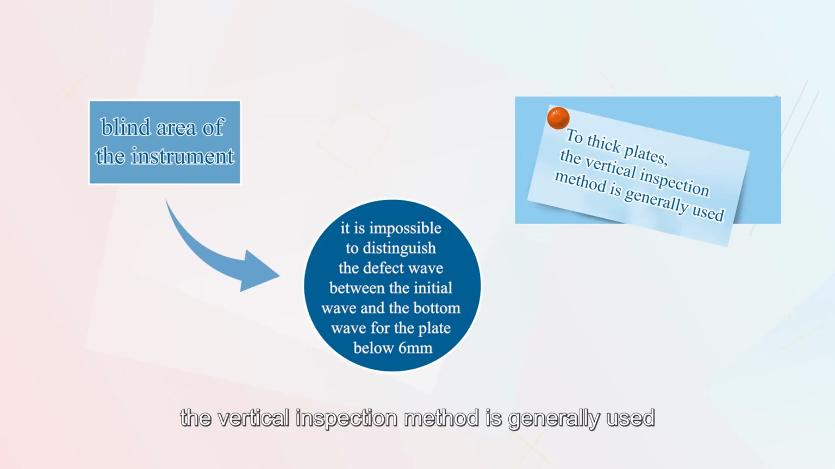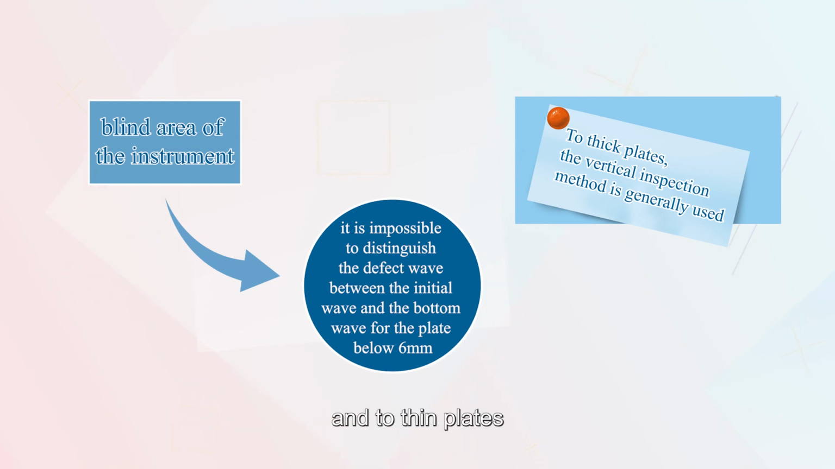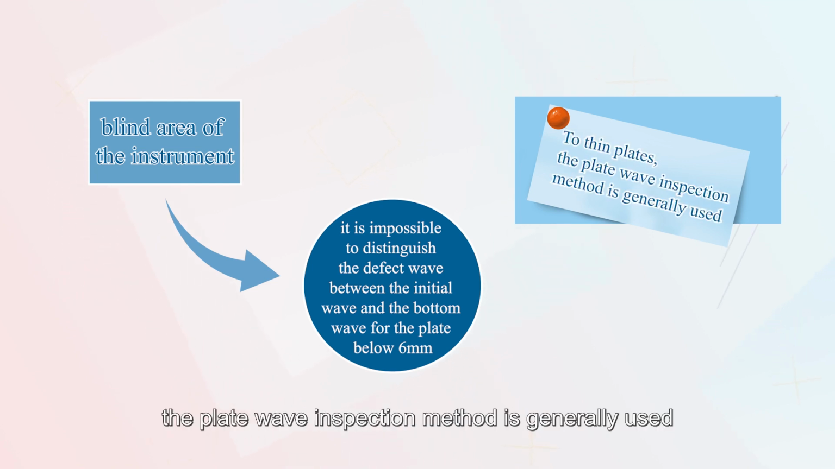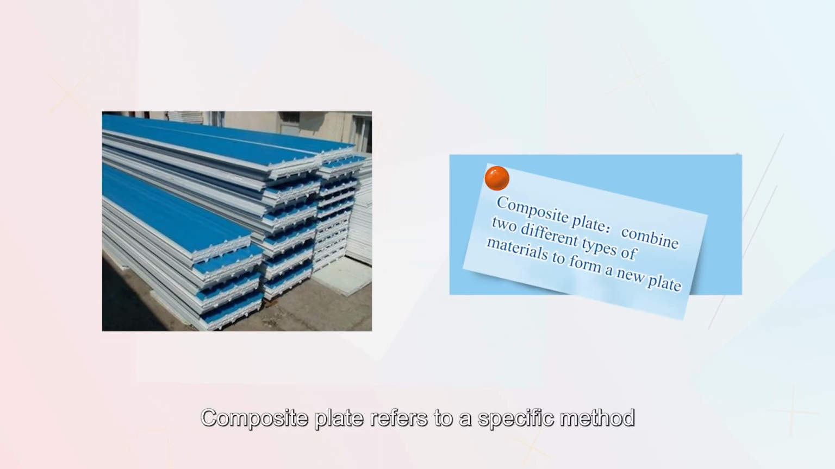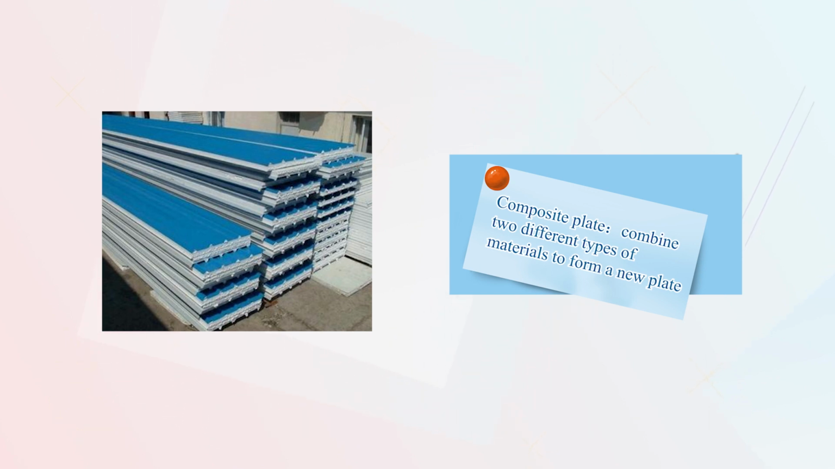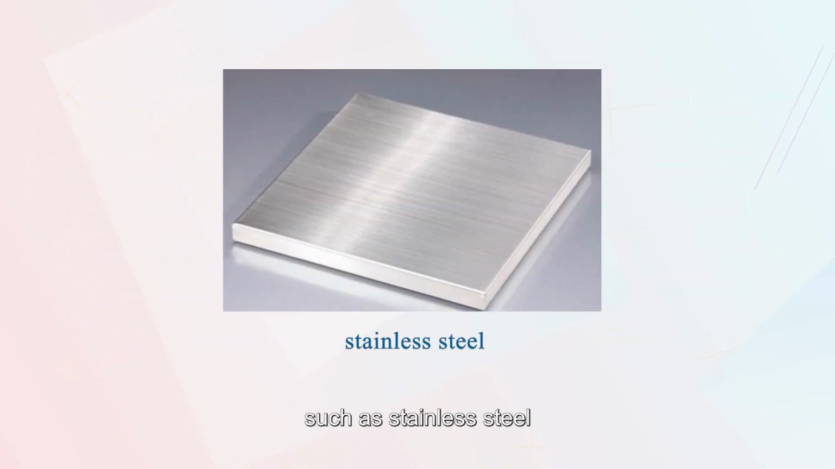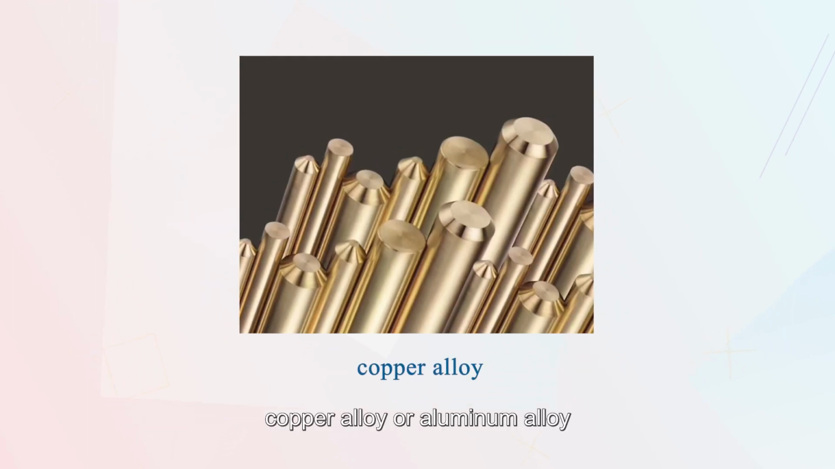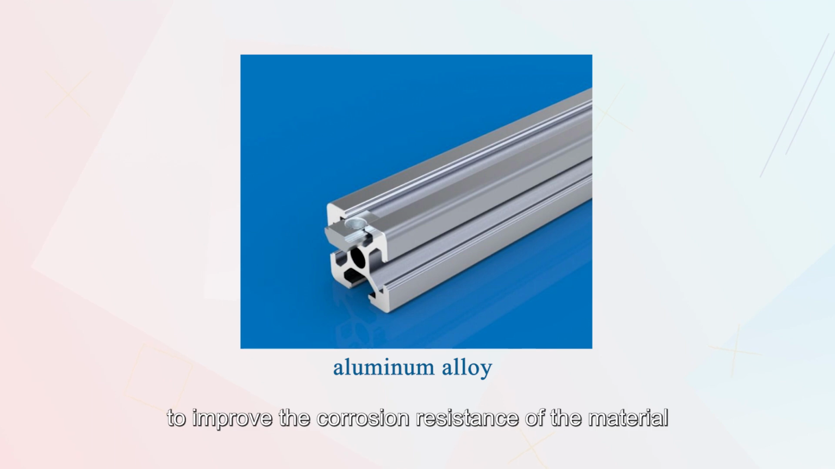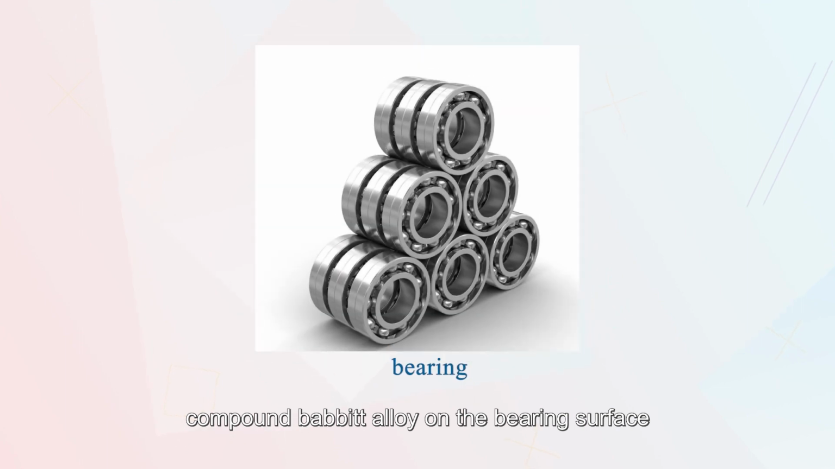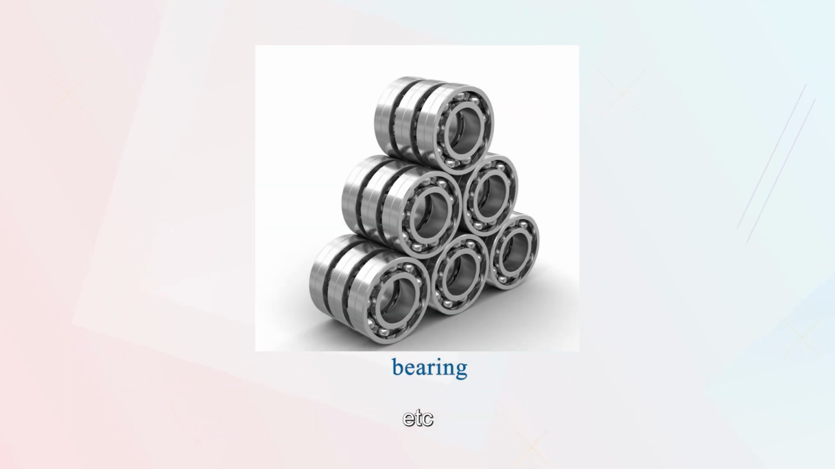For thick plates, the vertical inspection method is generally used, and for thin plates, the plate wave inspection method is generally used. Composite plate refers to a specific method to combine two different types of materials to form a new plate so as to obtain a special surface property. For example, cladding materials such as stainless steel, titanium, copper alloy, or aluminum alloy onto carbon steel or low alloy steel substrates to improve the corrosion resistance of the material, or compounding babbitt alloy on the bearing surface to enhance its wear resistance, etc.